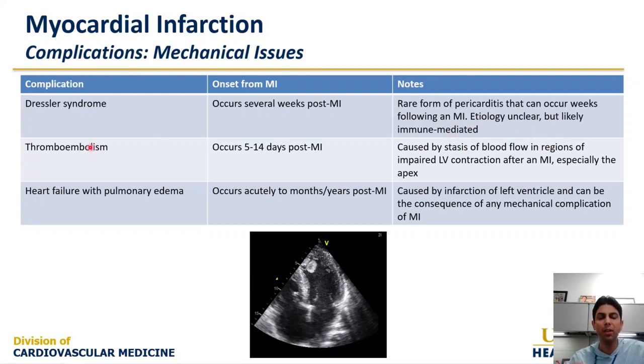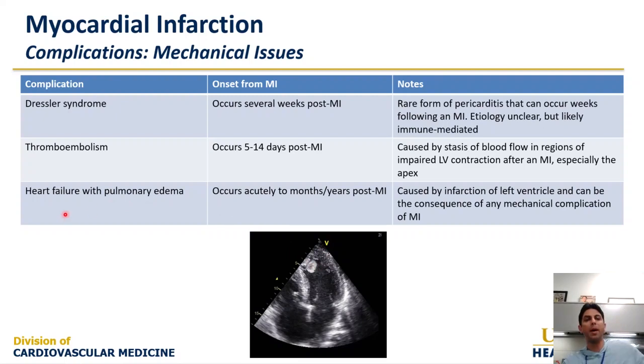Thromboembolism, we talked about how that can be associated with a pseudoaneurysm or a free wall rupture. And these occur 5 to 14 days post-MI. We talked about how it's caused by stasis of blood flow in regions of impaired LV contraction after an MI, especially involving the apex. That's in fact shown here. This is the left ventricle. This is the anterior lateral wall. This is the septum, and this is the apex where we have thrombus in that area. And again, this can embolize.